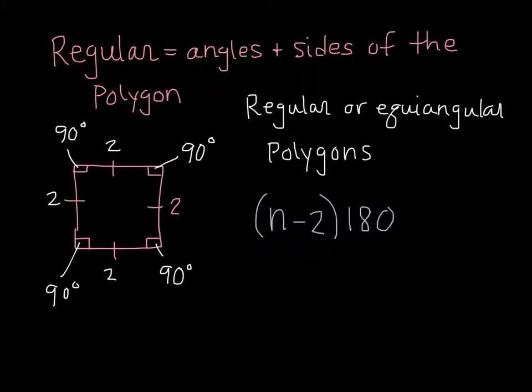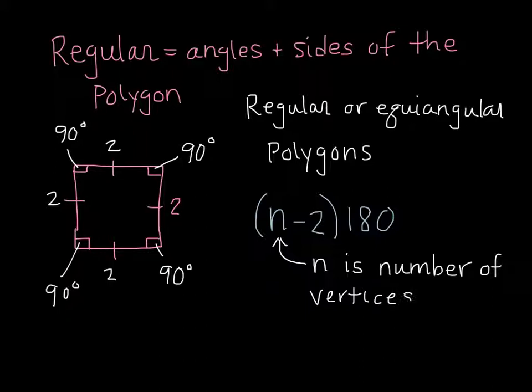And where this comes from is actually from a triangle, and I'll show you an example of that. But this is true where n is the number of vertices in the polygon. N minus 2 times 180.